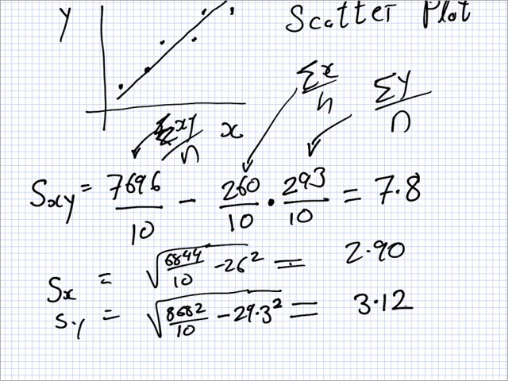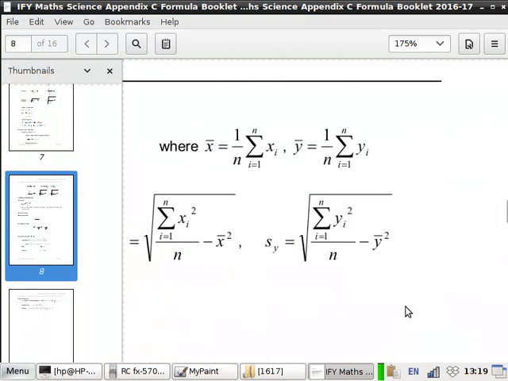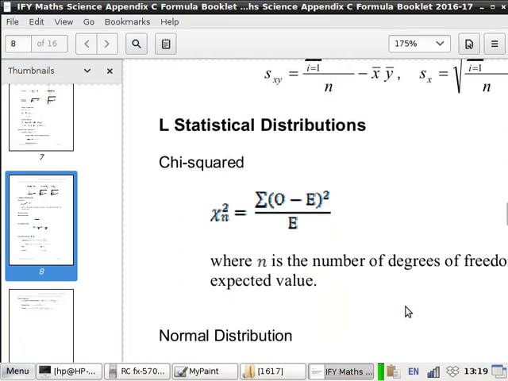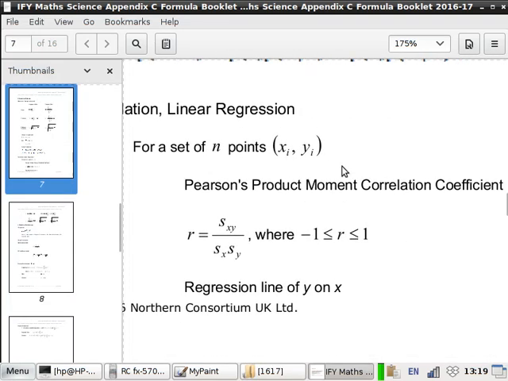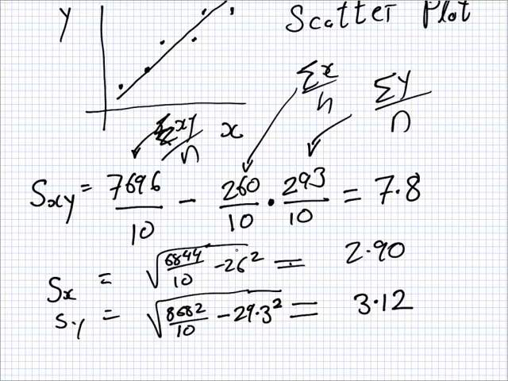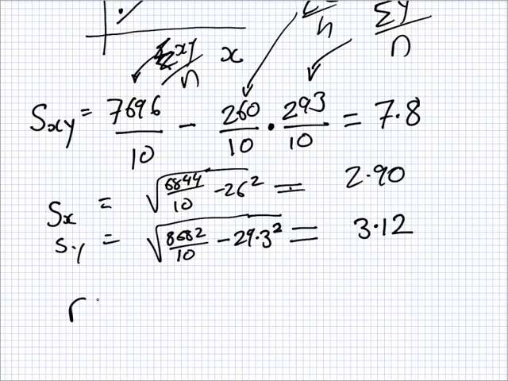The next one is use your answer to calculate the correlation. Again, this should be in the formula book. Where is it? There it is. It's Sxy over Sx Sy. So, what letter do we use? It's r, isn't it? Yeah, that's what I thought. r equals 7.8 over 2.9 times 3.12.